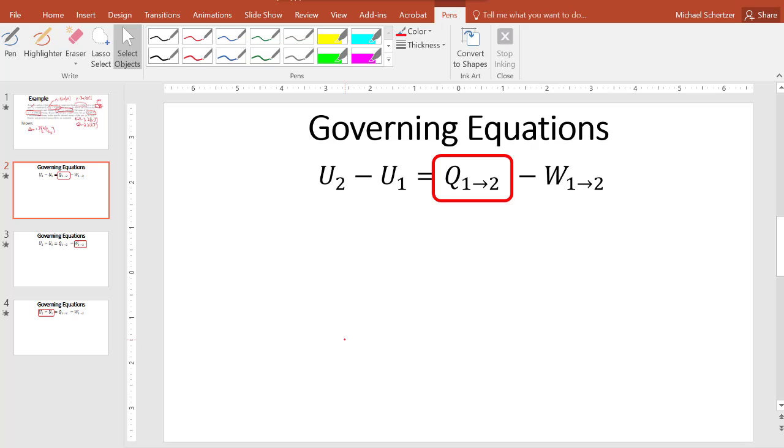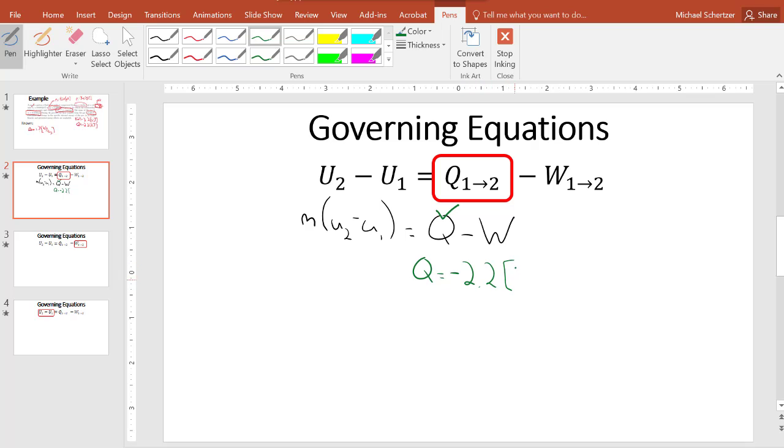So we know that our governing equation is given here. Here we can simplify this a little bit. On the left-hand side is the mass times little u2 minus little u1, which is equal to Q minus W. The good news here is that we know Q. So Q is equal to, what did we say? Negative 2.2 kilojoules, I believe.